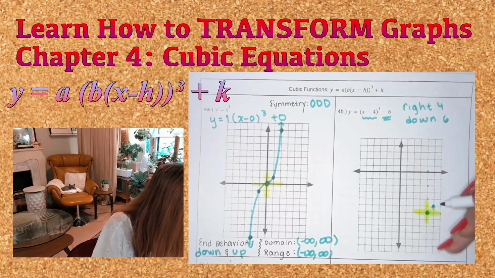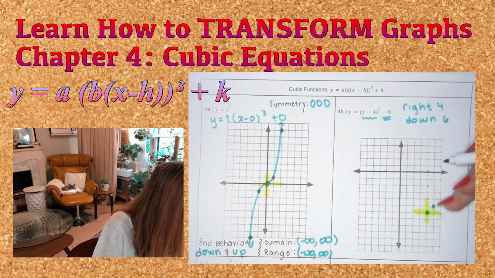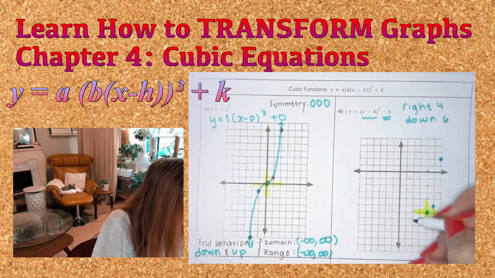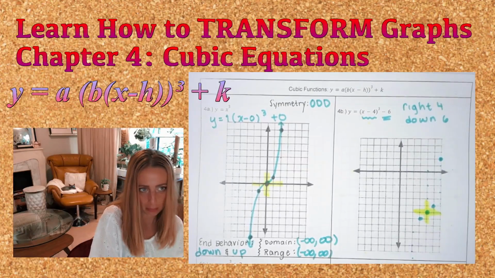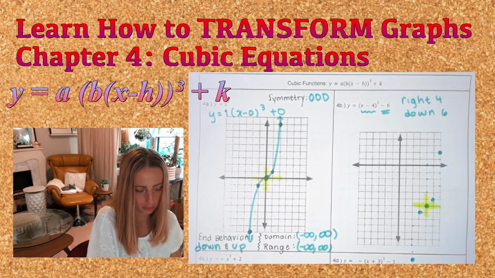Over 1 up 1, over 1 up 2, 4, 6, 7, over 1 down 1, over 1 down 2, 4, 5, 6, 7. I'm off. I'm right over there. I don't know if you could see it.